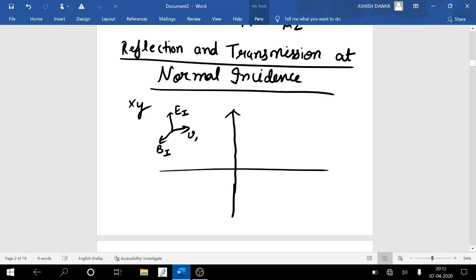So when the wave reaches the interface, it reflects. For that reflected wave, the velocity remains v1, the same, with components ER and BR. So this is the first medium and this is the second medium, and there is also a transmitted wave that goes to the next medium, with components ET, BT and velocity v2.